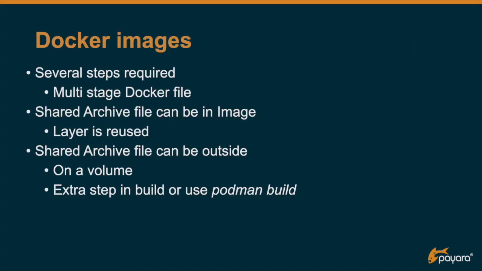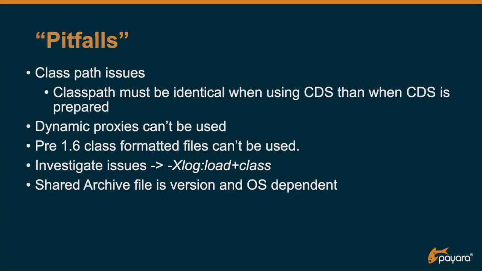So we spoke about the Docker images, but you can also use that shared archive file outside your Docker image, on a volume, for instance. But then, if you're using plain Docker, you need an extra step in your build process, or you can use the Podman build step, because there you can specify a volume during the build, which is not possible with the standard Docker command line.